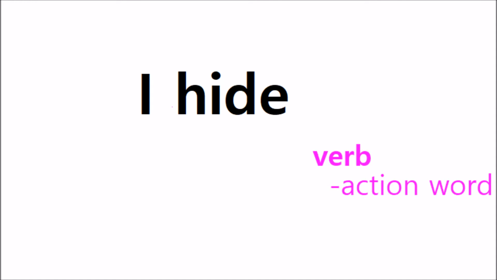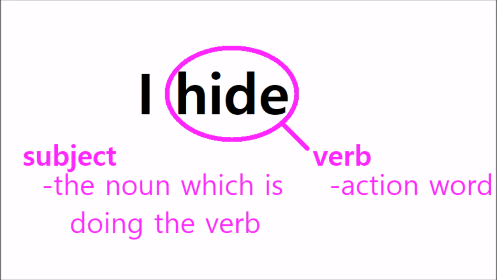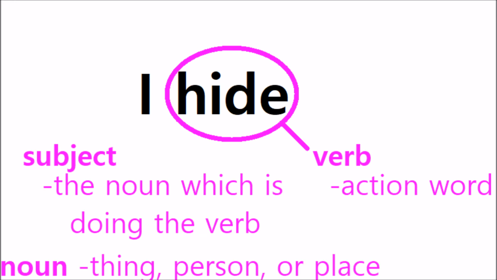The verb is the action word. The verb in our example is hide. The subject is the noun which is doing the verb. A noun is a thing, person, or place. In this example, the verb is hide, and the thing which is hiding is I. So I is the subject of the sentence.